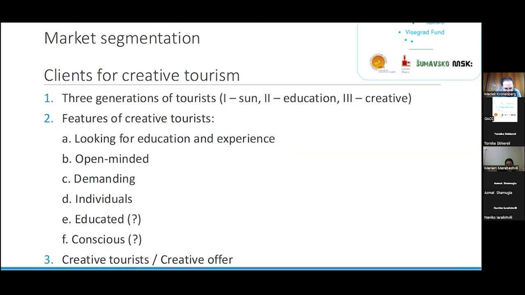Until the end of the 20th century, we are saying that the most important group of tourists is the 3S: sea, sun, and sand. So those who are getting to the seashore, lying there, sunbathing, and just entertaining with no special additional activities. Then, at the beginning of the 21st century, we say that this second generation started to be developed with 3E: education, entertainment, exercise, experience.